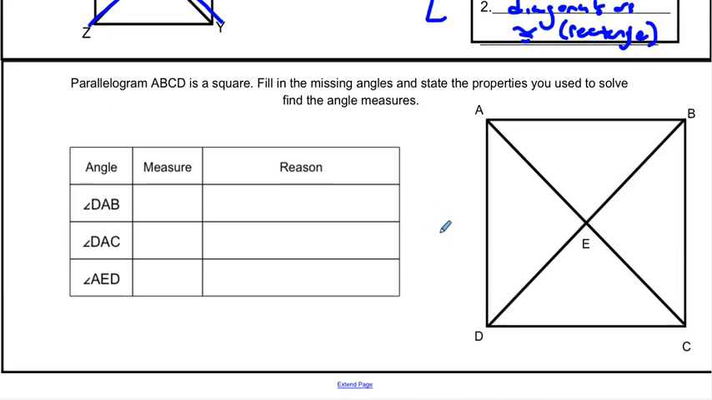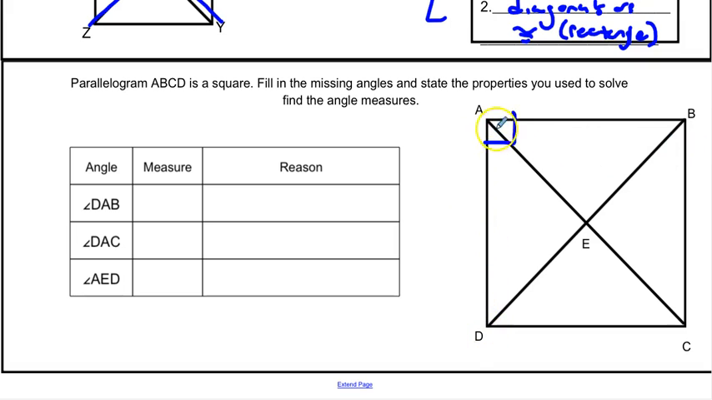For our final one, let's just find the missing angles. That's the next thing. We have to be able to do proofs in this unit. We have to find missing angles. Well, we talked a little bit about it when I was going over the properties, but let's find the missing angles here. Parallelogram ABCD is a square. So it's given that this is a square. Fill in the missing angles and state the properties used to find these angle measures. Sure, we could do that. The first one says find angle DAB. That's this whole angle over here.